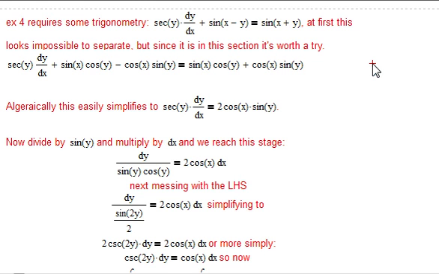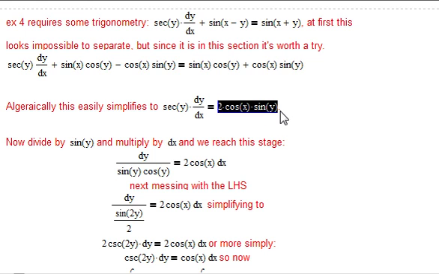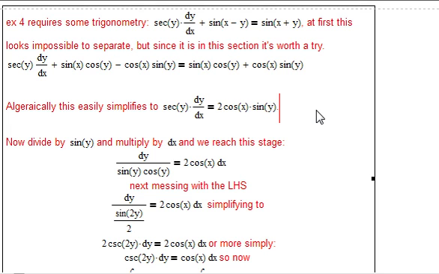Aha! So now what happens? Notice we have sine of x cosine y on this side, sine of x cosine y on this side. And we have cosine of x sine of y with a negative sign on it. So flop it over on the other side. We got two of them over there. So we got secant y dy dx equals 2 cosine x sine y.